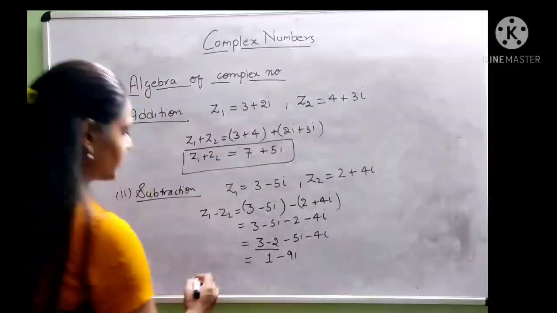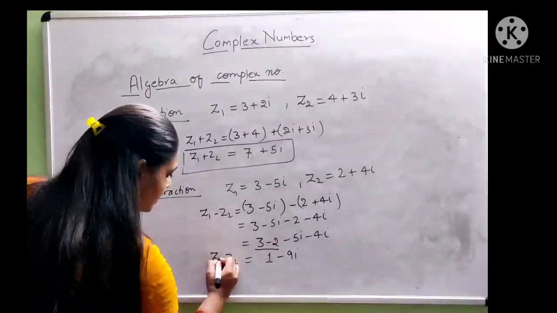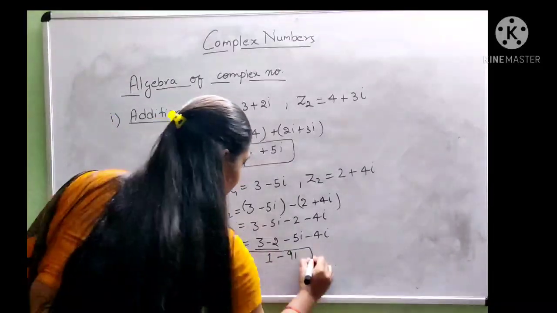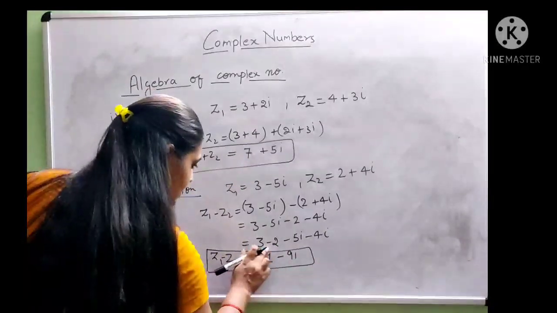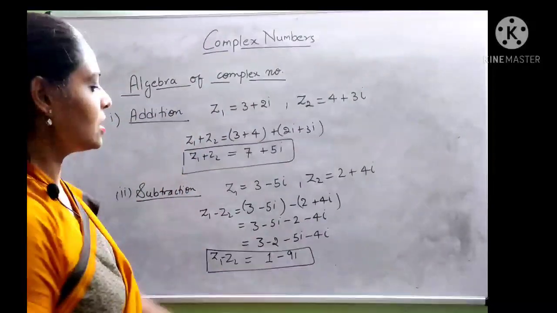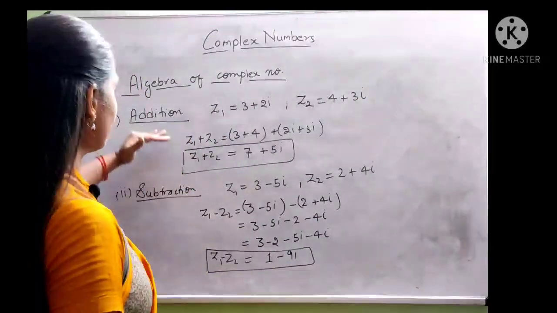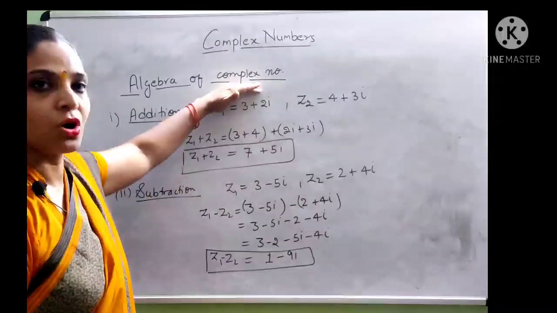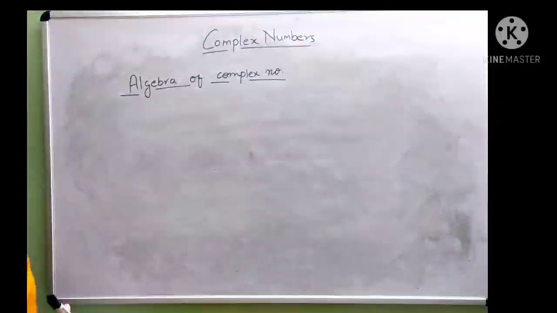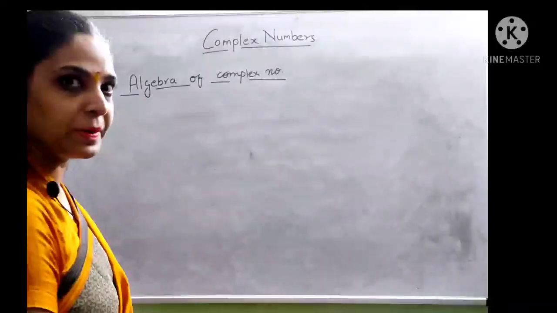So here again you can see the difference of two complex numbers is again a complex number. So in this way we can perform addition and subtraction on complex numbers. Next is multiplication of complex numbers.